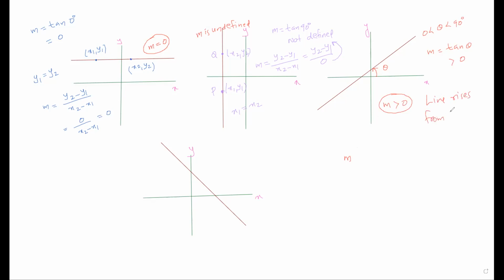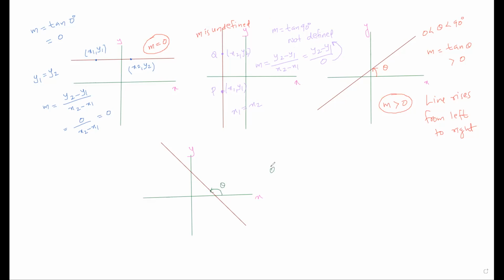from left to right. Means when you move from left side to right side, the line is going upwards. Line rises from left to right. That kind of lines, the slope is always positive. So in this last case, we can see here is the theta. This is the theta.